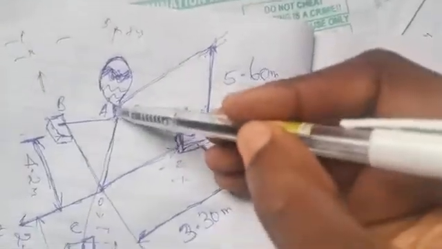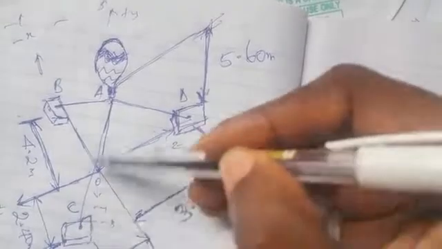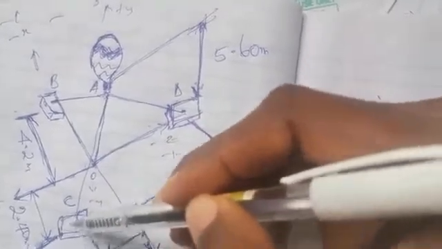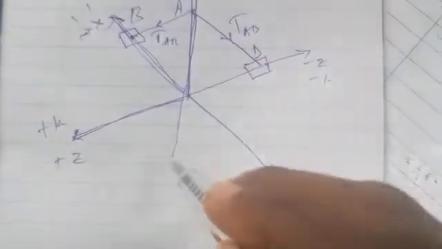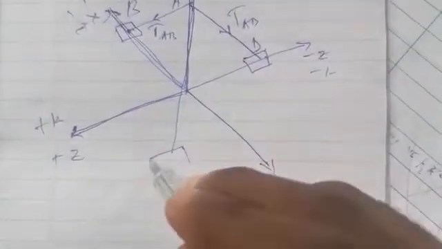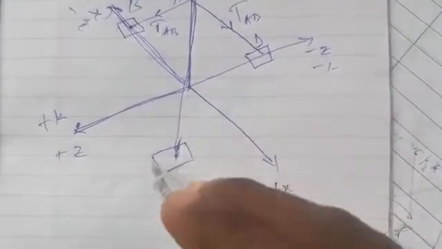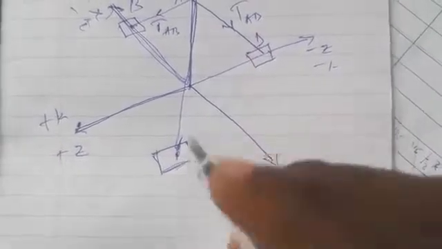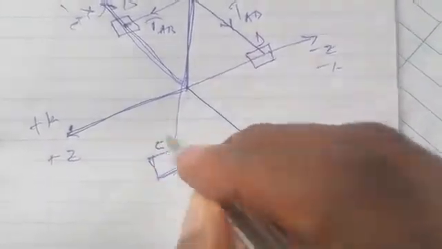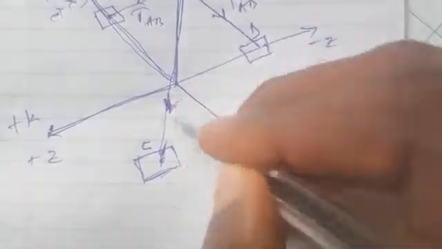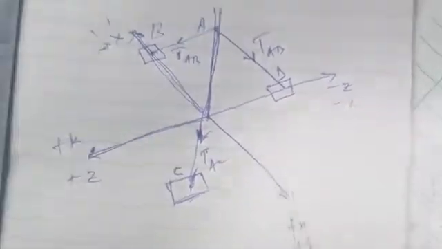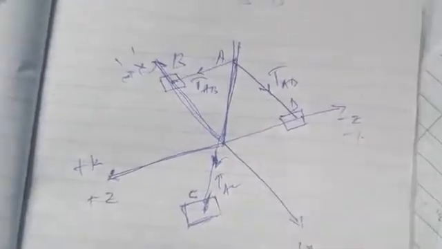Similarly, from point A there's also a tension cable tied at point C. So from point A we'll have a tension going to point C, which is something like this. This is point C, and we'll have a tension in this cable, that's tension in cable AC. So we have three cables, 1, 2, 3.